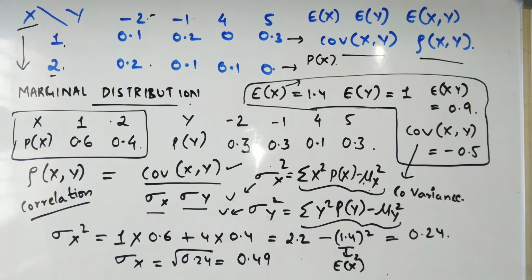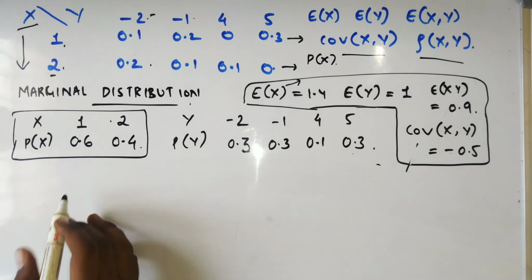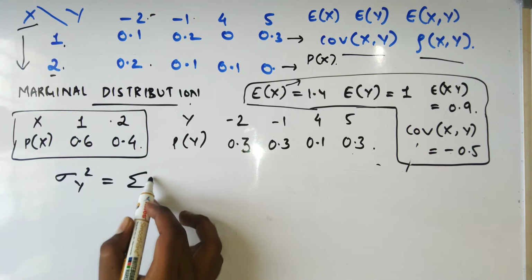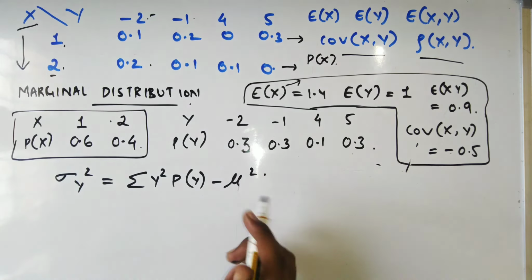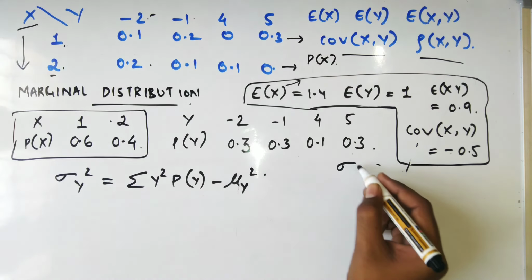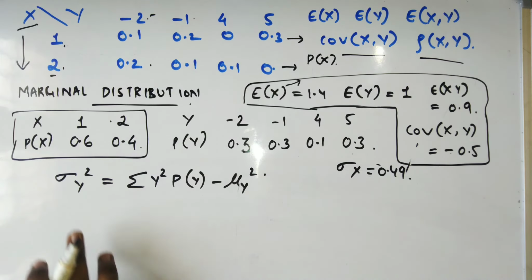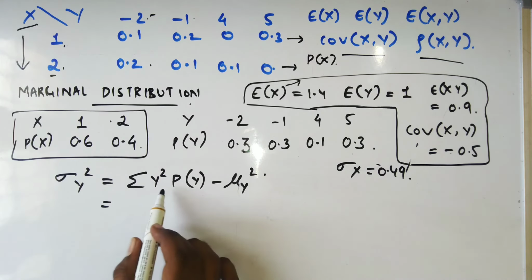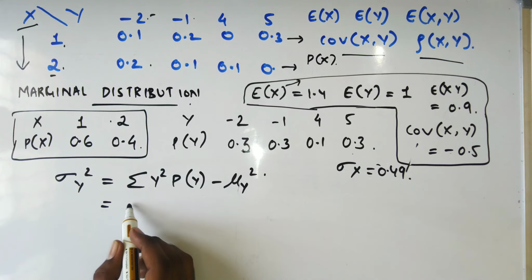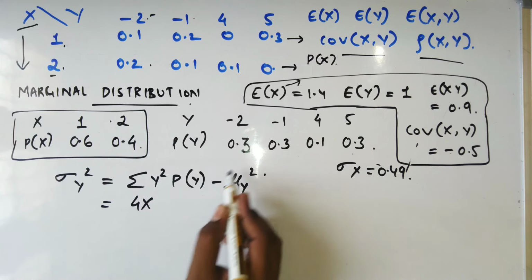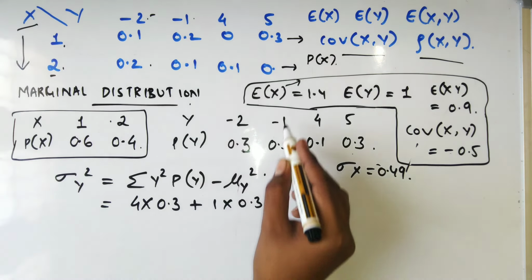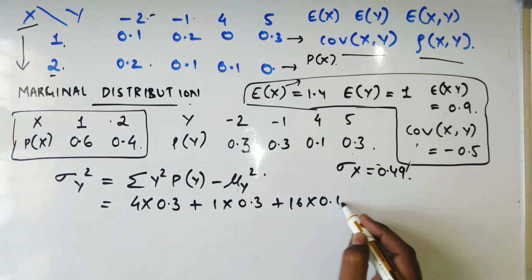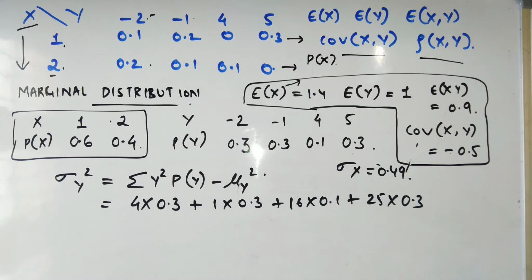So let us proceed further to calculate sigma y. Now sigma y square will be summation of y square into p of y minus mu y square. We already have the value of sigma x, that is 0.49. Now we are proceeding with sigma y square. See here, y terms are there, you have to square these. Minus 2 square will be 4 into p of y, 0.3, plus minus 1 square will be 1, into 0.3, plus 4 square is 16 into 0.1, plus 5 square is 25 into 0.3.